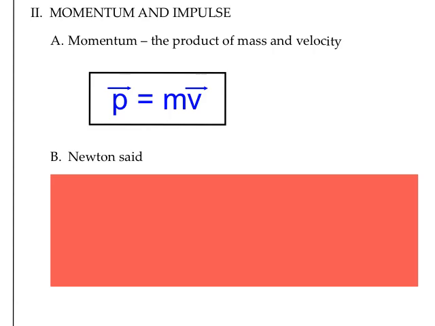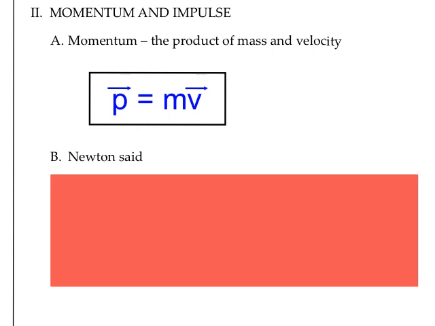This particular section is just an introduction, but later on in the chapter, we're going to look at our two different types of collisions and see how the momentum and impulse changes for our different objects after they've collided. But let's start with the basics. Momentum is simply the product of the mass and the velocity of an object.